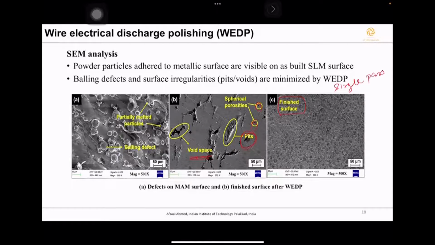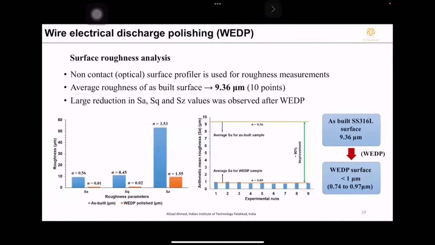Okay, and if you feel, you can take the same sample under the microscope and see whether all the impurities or the defects or anomalies were removed or not. You can go for another pass for wire EDM polishing. And then we have devised a strategy for number of passes also, which I'll be discussing in some of the slides later.